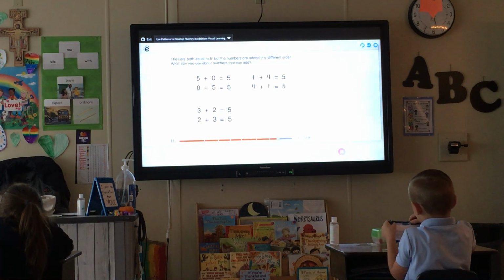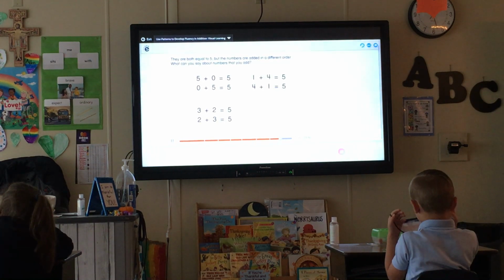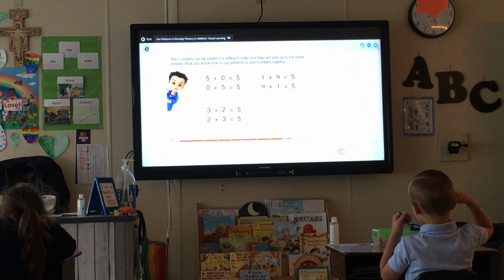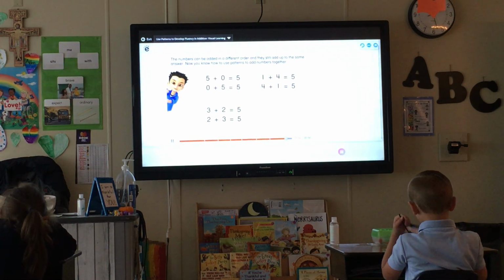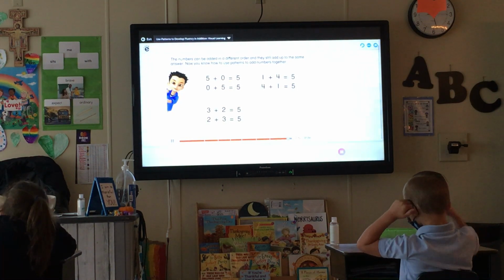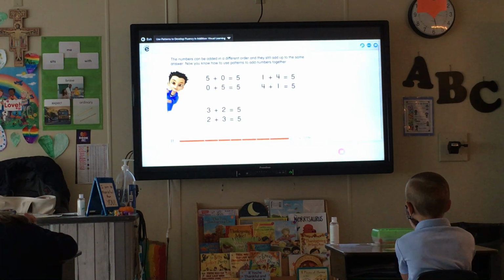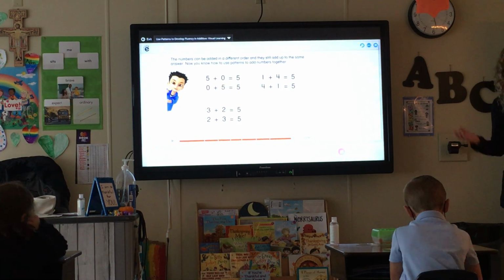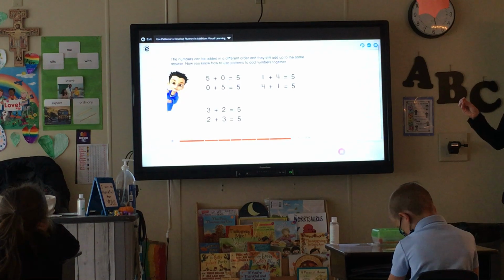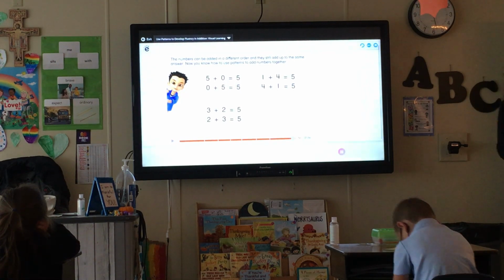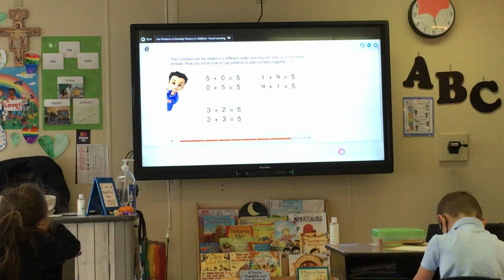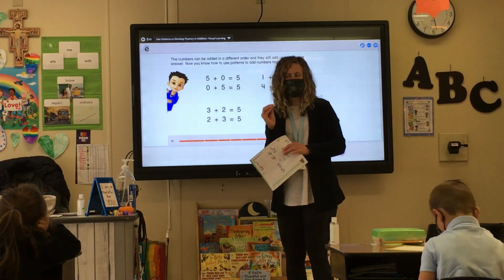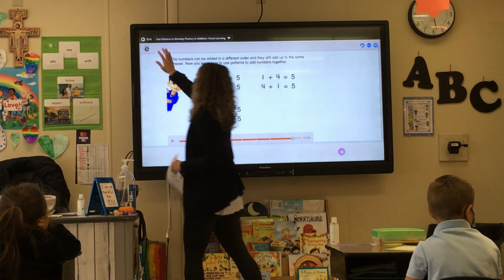They are both equal to 5, but the numbers are added in a different order. What can you say about numbers that you add? The numbers can be in a different order, and they still add up to the same answer. Now you know how to use patterns to add numbers together. Okay, so you see how we're using patterns today? Same numbers. Okay, just a different order. All right, and then just like you saw earlier, we added 1 to a group. Okay, so we're going to be going over a couple different things today, okay? But always the sum is going to be the same.